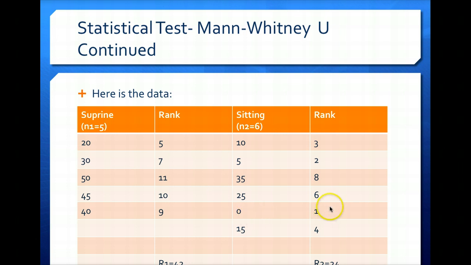So 1, 2, 3, 4 for the 15, 5 for the 20. So essentially I'm ranking it from 0 all the way up to whatever the highest number is within this data. And let's see what the highest, I think it's 50. So 11 should be the highest ranked number. Then we went and did a total for each rank down here. Okay. Now, this is the data.